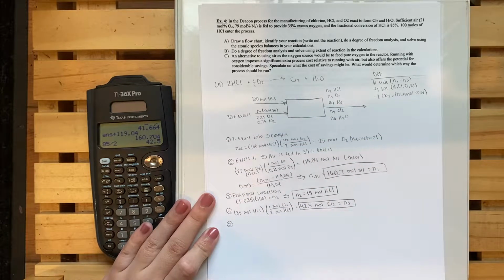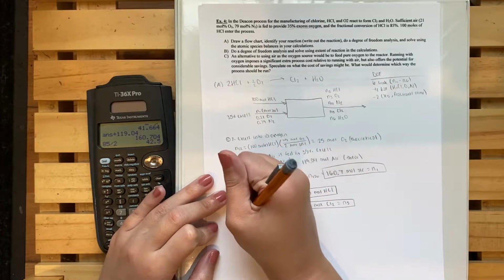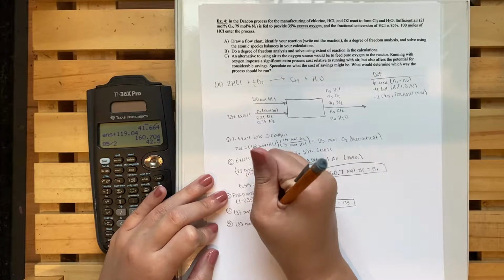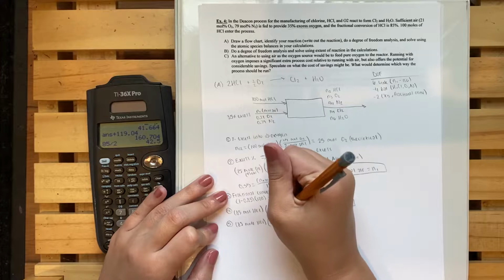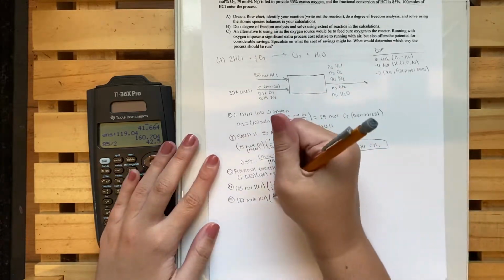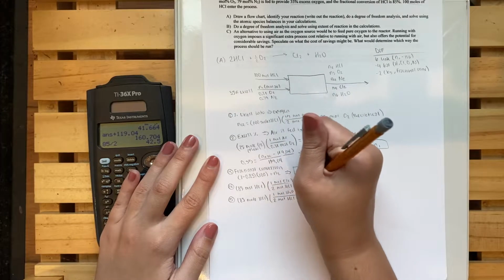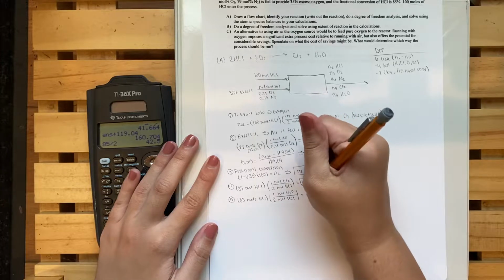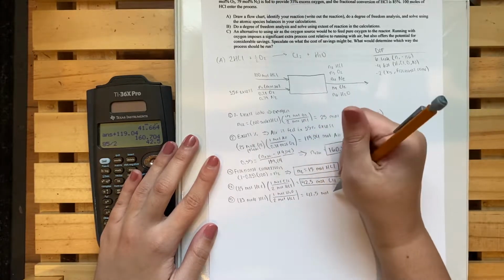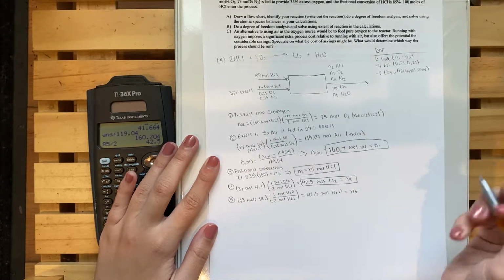And now let's go ahead and do our water, which is going to be the exact same because of the stoichiometry. So 1 mole of H2O is formed per 2 moles of HCl. So we're forming 42.5 moles of H2O, and that is N6.